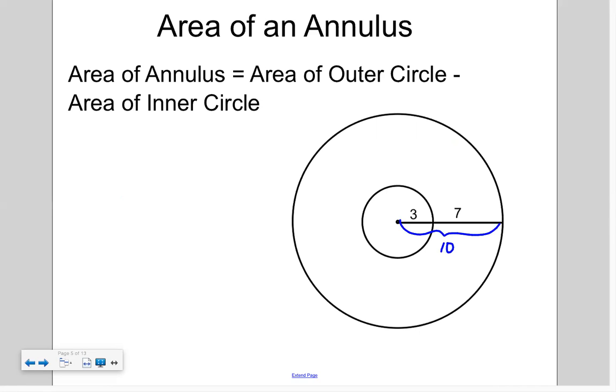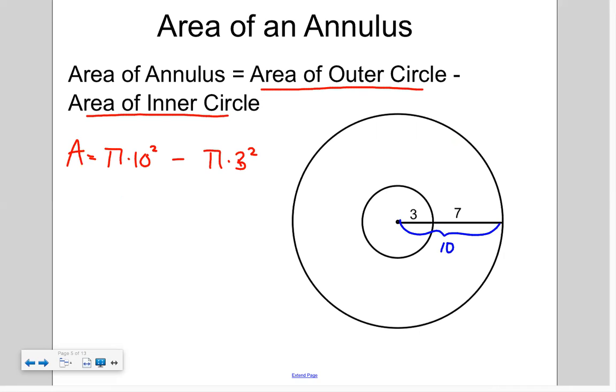So let's find the area of the annulus, the area between the circles. So we have pi r squared of our outer circle, so pi times 10 squared, minus pi r squared of our inner circle, which has a radius of 3, so pi times 3 squared.